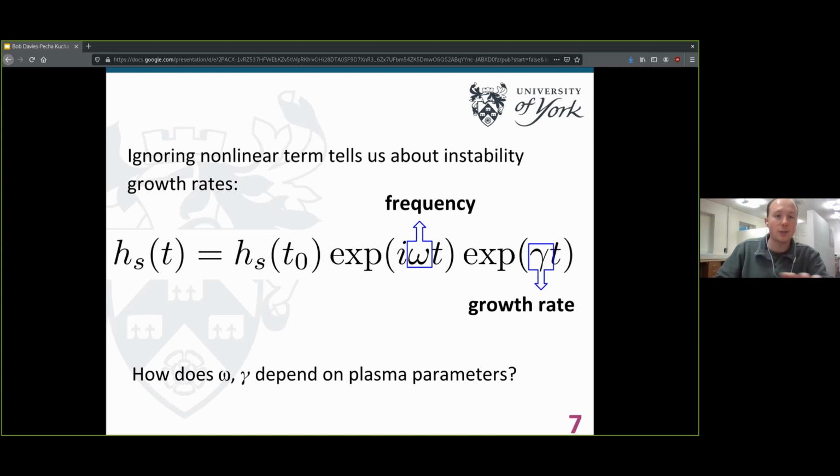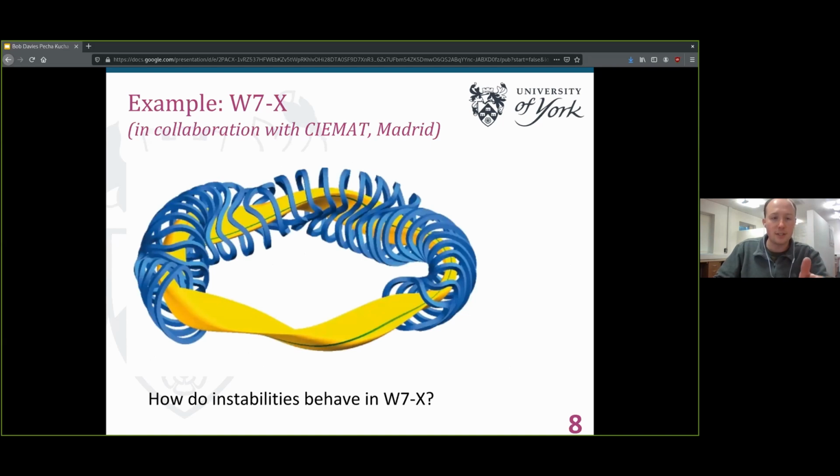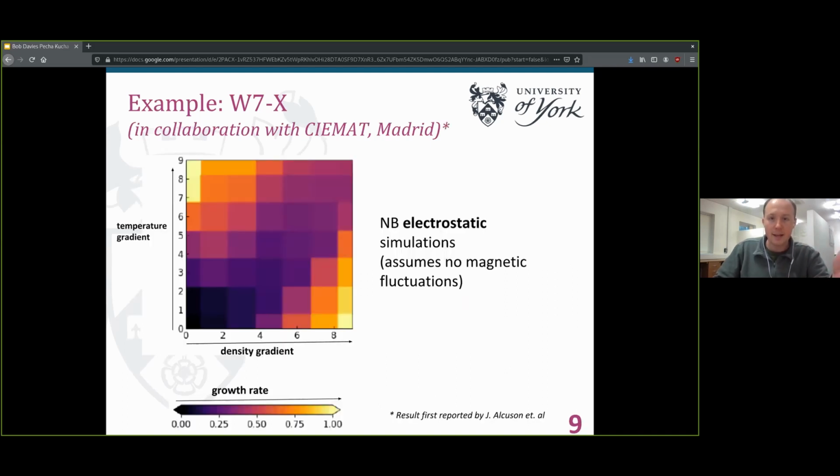A first interesting result is from some research I've done in collaboration with colleagues in Madrid. We looked at instabilities in Wendelstein 7-X plasmas. Specifically, how do instability growth rates depend on the density gradient and the temperature gradient? One can look at the growth rate as a function of these two variables, which is shown in the plot here.